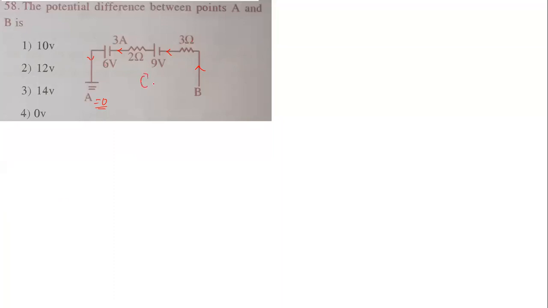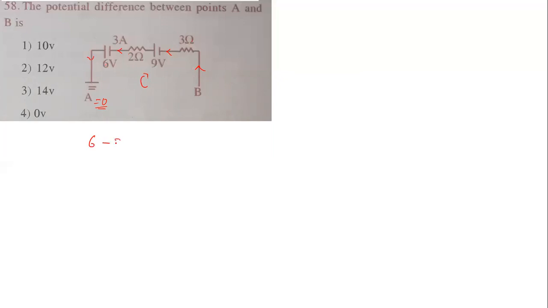Clockwise direction also you can take. Now you are reaching what? First, the positive terminal of the battery. So it is 6 volt and the current is against, right? I'm moving from A to B, right? It is against, right. That is equal to what we are going to get now?